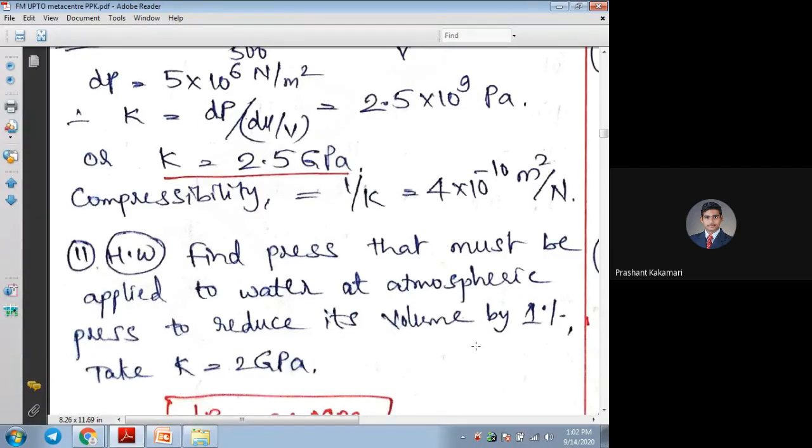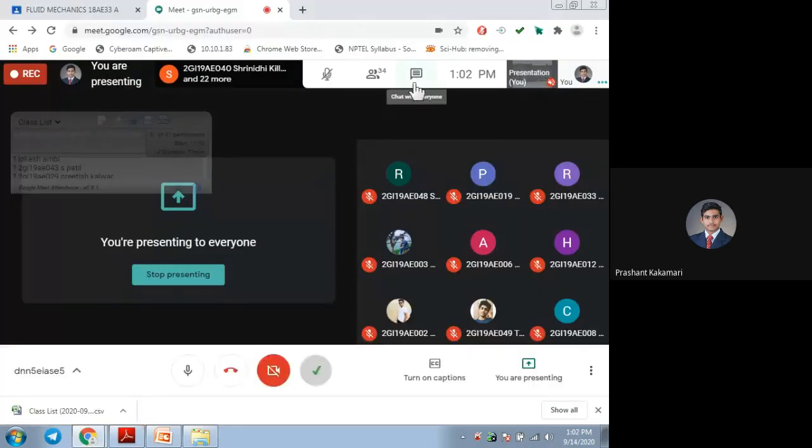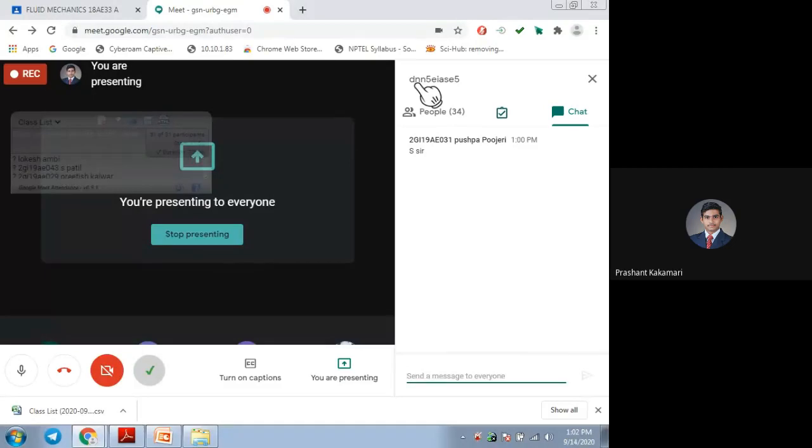So again it is the question of how we write dV by V, the change in volume to the original volume. So how much do I have to write there? dV by V for this problem. For 1% volume reduction, how much to take for dV by V? Yes, 1 by 100, correct. So that shows us the 1% reduction in the volume, or it is nothing but, yes, dV equal to 0.01 V.